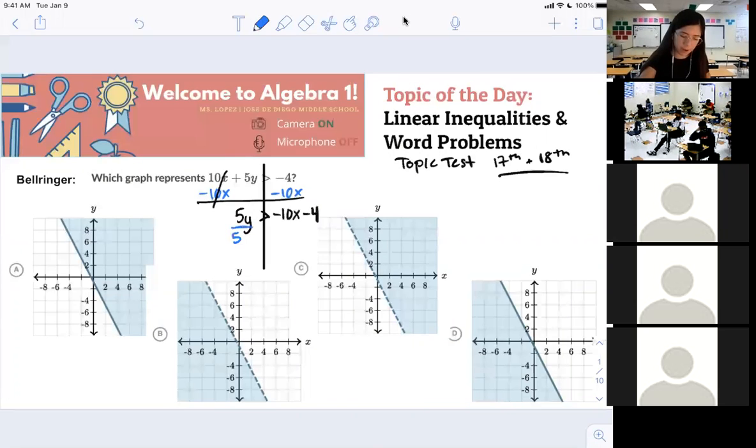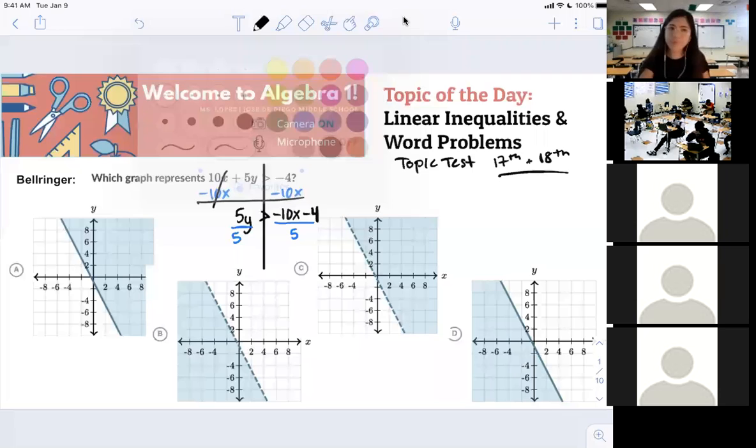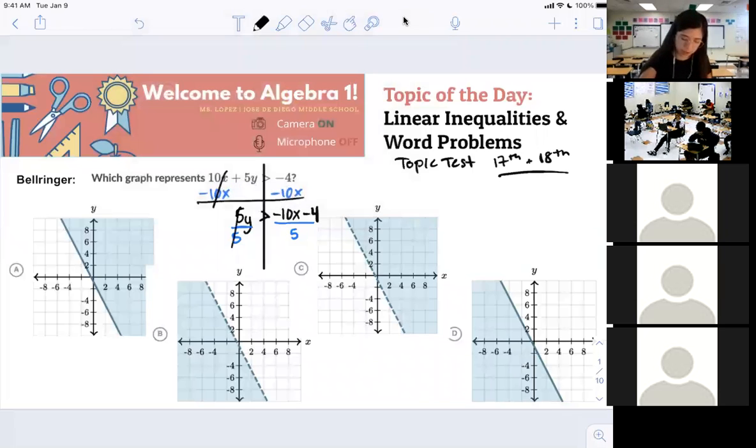I'm dividing by positive 5, so does my sign flip? No, it stays the same. So I have y is greater than, what do I get on the right? Negative 2x minus 4 over 5. Good. There's my final slope-intercept equation.